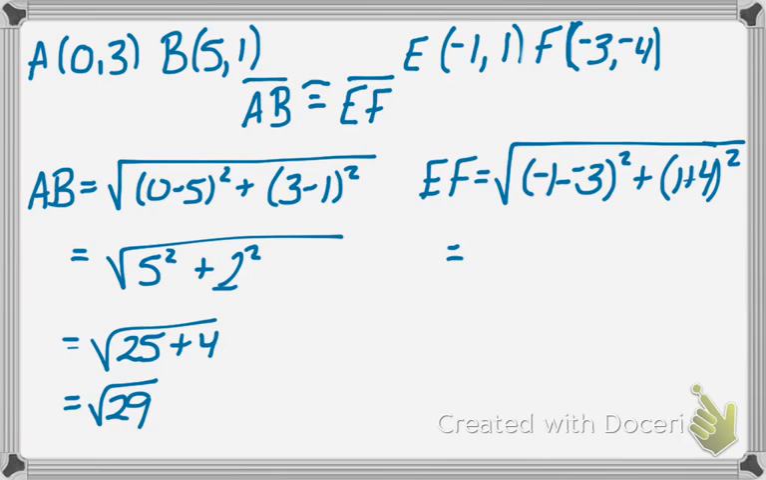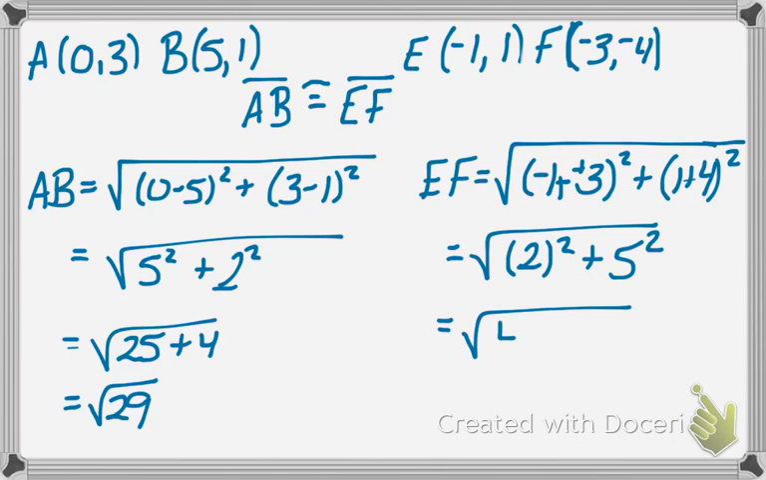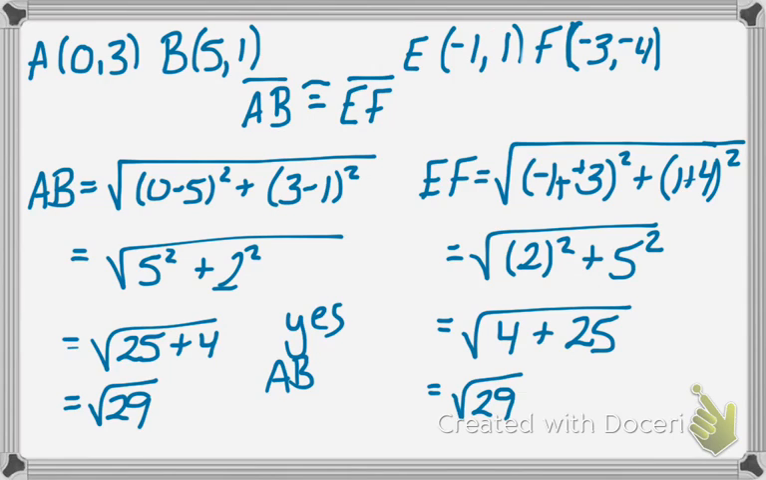Over here, this would be -1 plus 3, so I have 2 squared. 1 plus 4 is the 5 squared, so I can kind of see already. This is going to be 4 plus 25. It's the square root of 29. Since both of those have the same length, that means that they are congruent. So I would say yes, segment AB is congruent to segment EF.